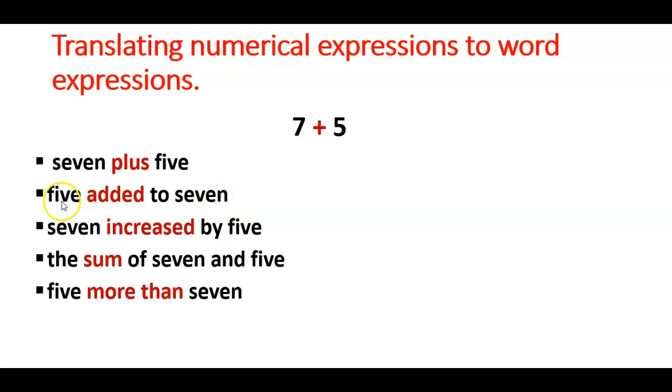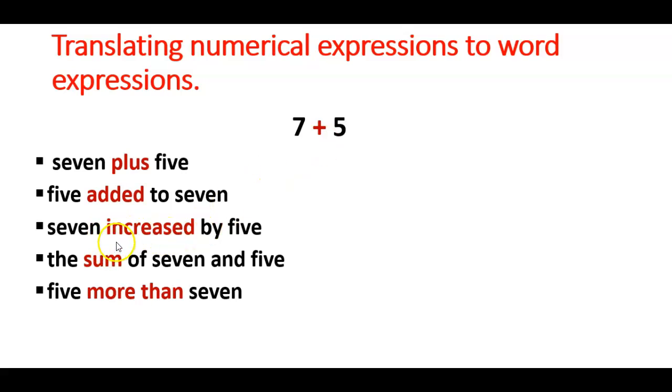Why does 5 come first? In our numerical expression, 7 is the first number. But if you're going to translate it into a word expression, we have to name the second number first because it is the number to be added to 7. Not 7 to be added to 5, because we have 7 plus 5 here. So it's the 5 to be added to 7. The original number here is 7. So therefore, we name the second number first, or the number that comes after the plus sign.